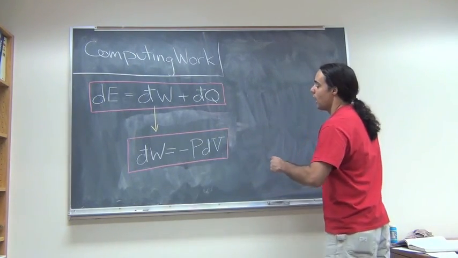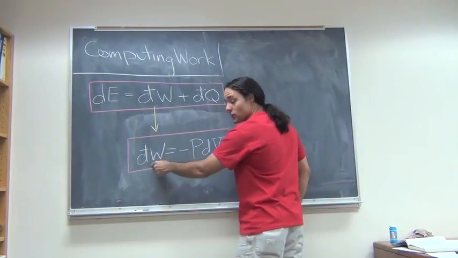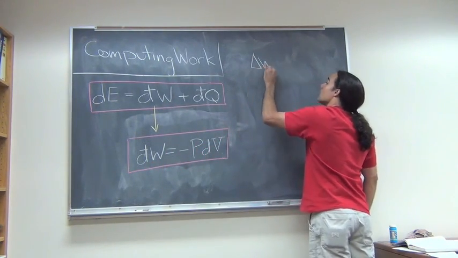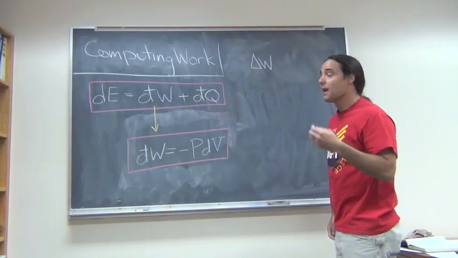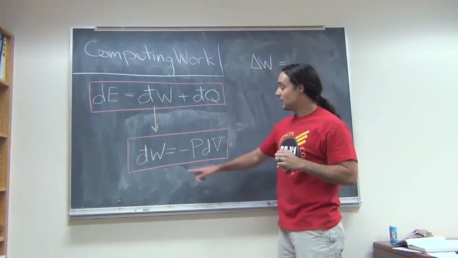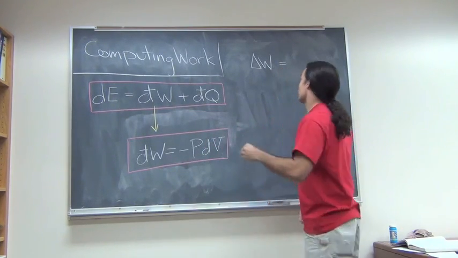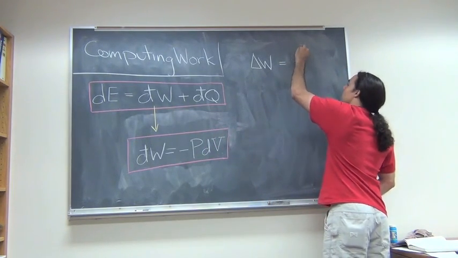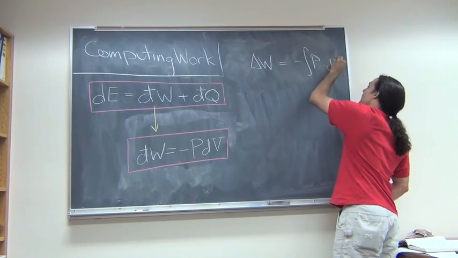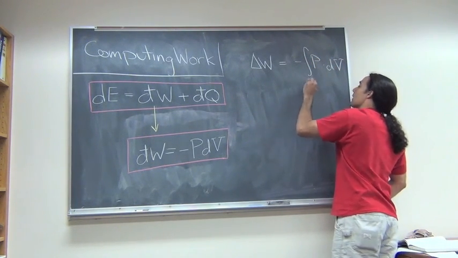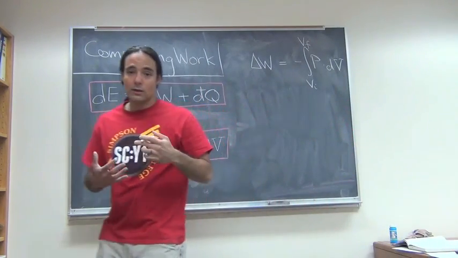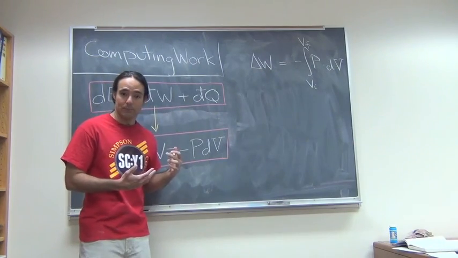Well, if I want to get not just the differential work, but the total amount of work done, I can obtain that by doing an integral. So this is just going to be the integral of minus P dV from V initial to V final. So it depends on my initial and final volume.